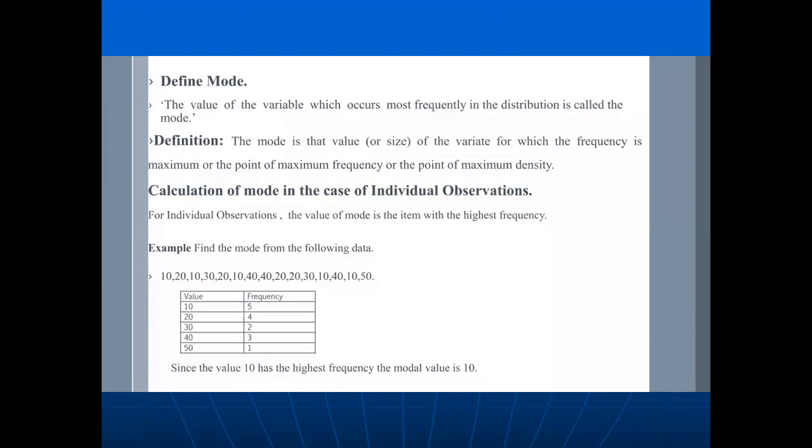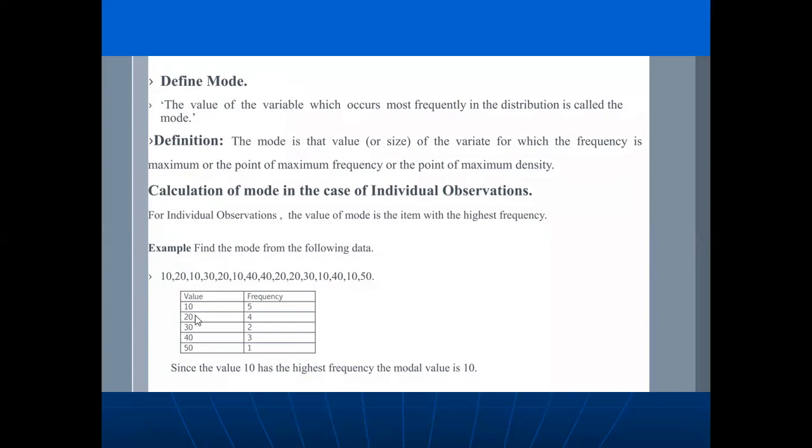So the mode has already been defined in the previous slides. I'm just going to brief it out. The value of the variable which occurs more frequently in the distribution can be referred to as mode. And the calculation of mode in the individual series, as I explained earlier, depends upon the frequency. So you have to take values on one side and the frequency on the other side. By knowing the count of these values, we get the frequencies. By seeing the frequency, we can say which number is going to be the mode here.